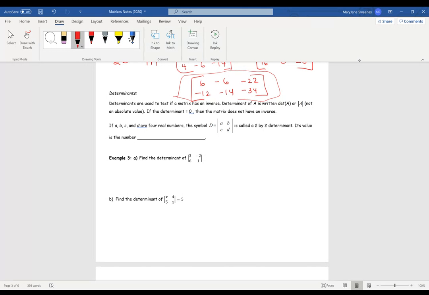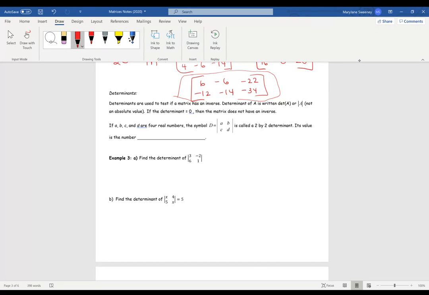Determinants are notated with bars rather than the brackets. So when you see bars, that means you're taking a determinant of a matrix. If the determinant is 0, the matrix does not have an inverse. A, B, C, and D are 4 real numbers. The symbol D equals, and again, these bars, A, B, C, D, is called a 2 by 2 determinant. And so again, if they use the bars, it's a determinant. Its value is the number.